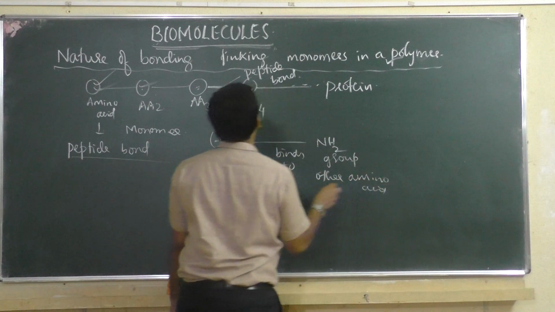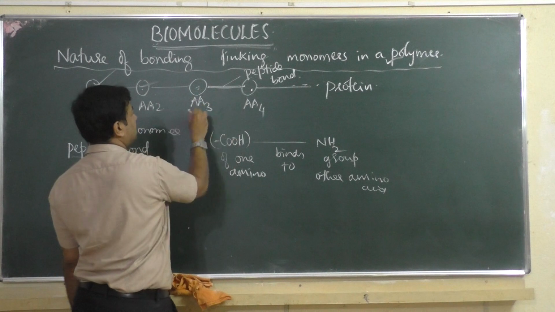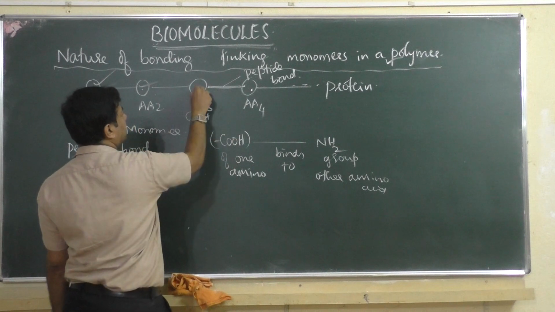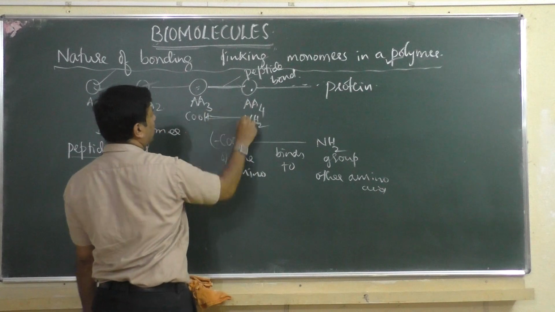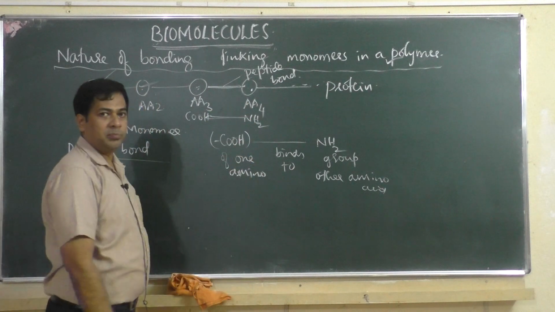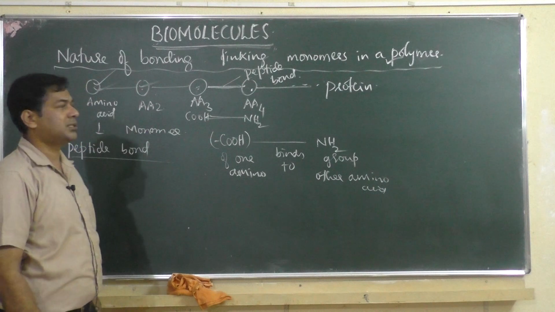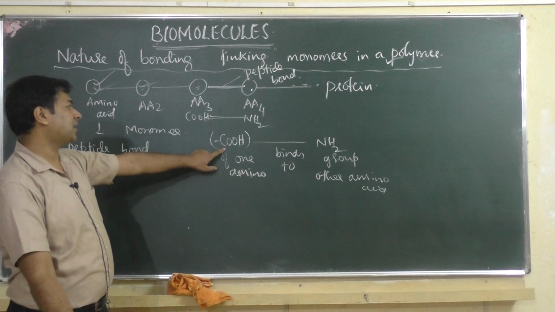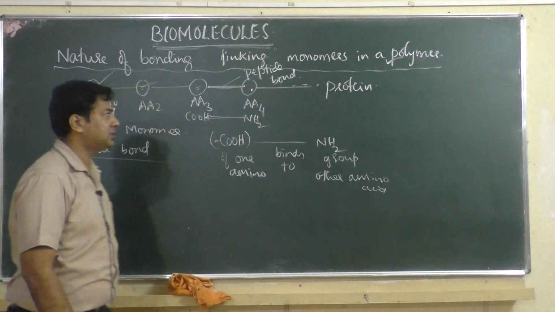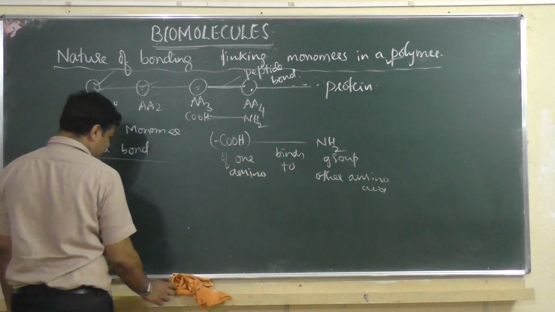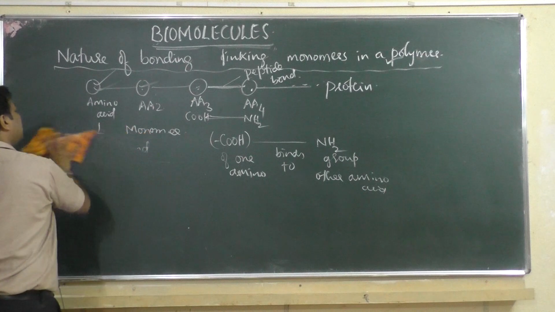See here, this is one amino acid, this is the other amino acid. The COOH group of this amino acid binds to the amino group of this amino acid. That is how the bond is produced. So in a protein, between two amino acids, the bond is produced because the carboxyl group of one amino acid binds to the amino group of the other amino acid. Then only it can form a bond, and the nature of the bond formed is the peptide bond.